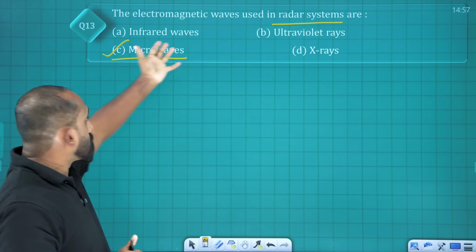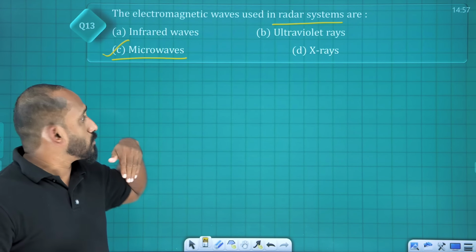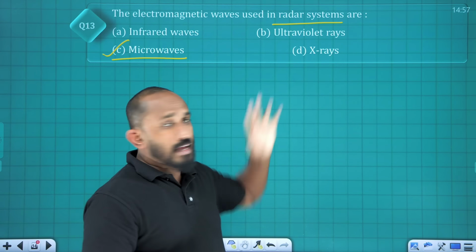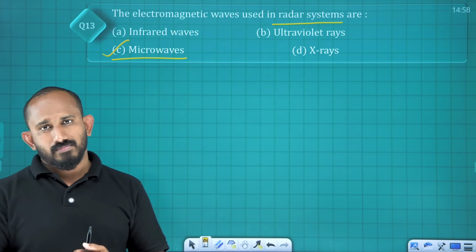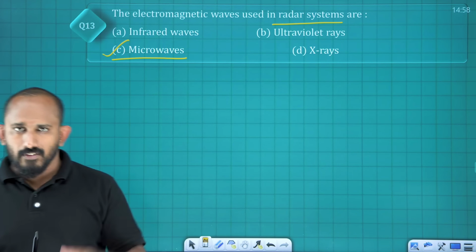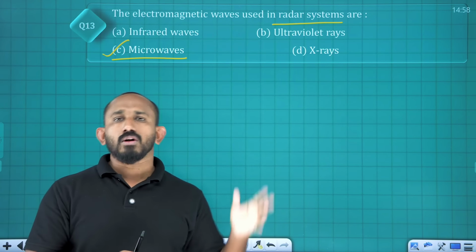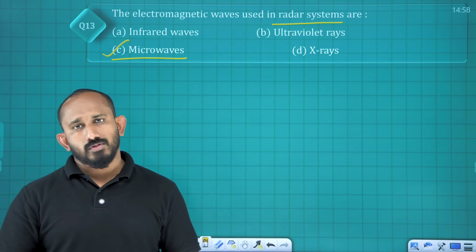Then the other cases we already discussed. Infrared waves, we already discussed the uses. Ultraviolet rays, we got it. X-rays also we got it. So in radars, we use microwaves. And radio waves we make use of for communication purposes: TV, FM, radio, mobile, and all communication purposes, using radio waves of different wavelengths.